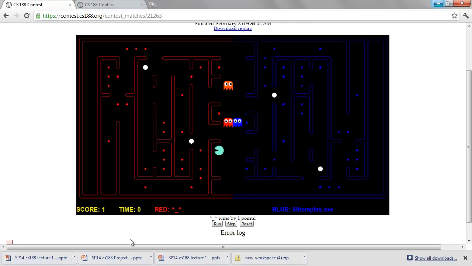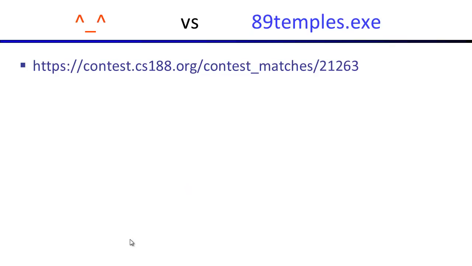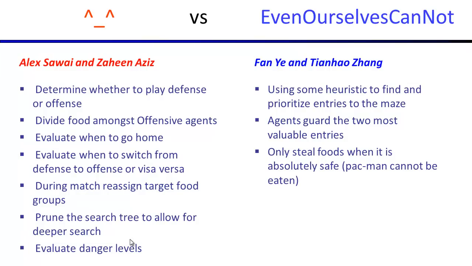All right, so in third place, we have 89 temples. Congratulations. For second versus first place, smiley face, which we already looked at, and even ourselves cannot understand the moves of our bots, I think is what followed. Using some heuristic to find and prioritize entries to the maze. Agents guard the 2 most valuable entries. Only steal foods when it's absolutely safe. Pac-Man cannot be eaten. Okay, let's take a look at that.